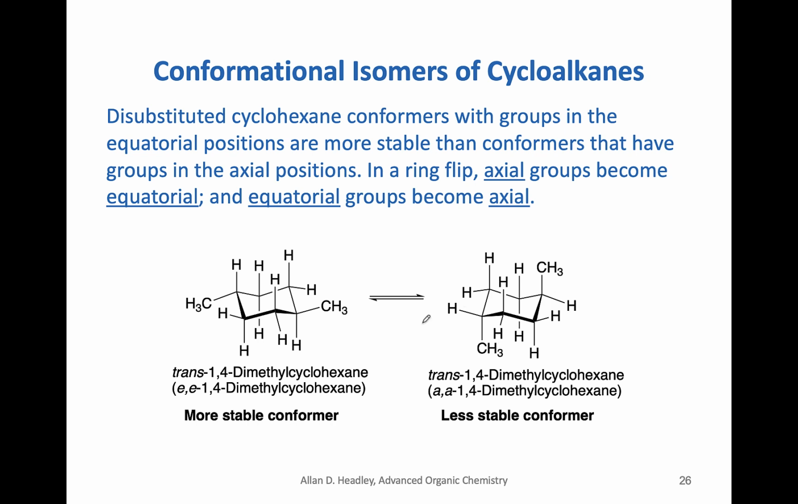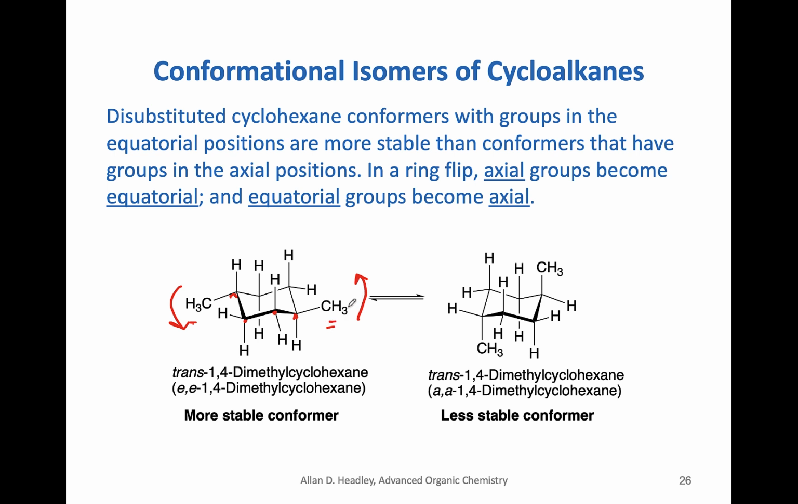Okay, let's look at disubstituted. So here's a carbon with a methyl, and here's a carbon with another methyl, and here we have 1, 2, 3, and 4. So it's a 1,4-dimethylcyclohexane. We can again do what we did before, the ring flip. This comes down, this comes up.